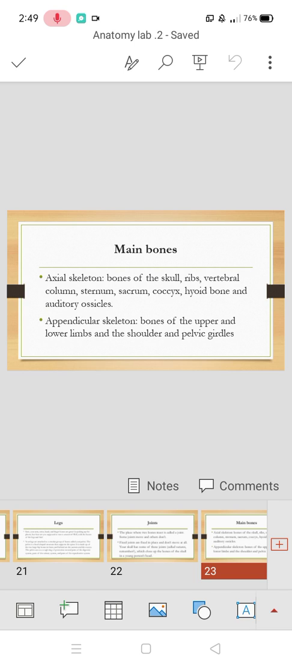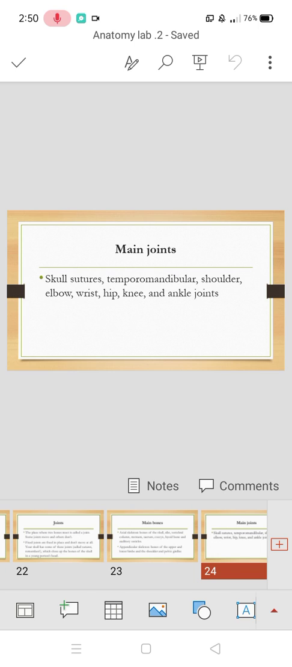Main bones: we have the axial skeleton, the bones of the skull, ribs, vertebral column, sternum, sacrum, hyoid bone, and auditory ossicles. Appendicular skeleton, bones of the upper and lower limbs and the shoulder and pelvic girdles. Main joints: skull structure, temporomandibular, shoulder, elbow, wrist, hip, knee, and ankle joints.